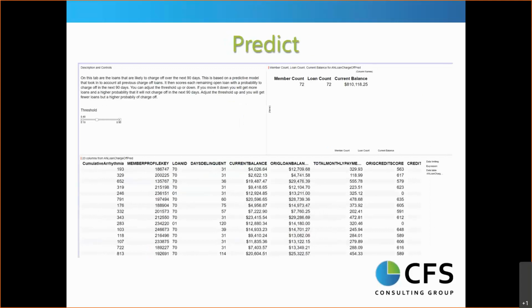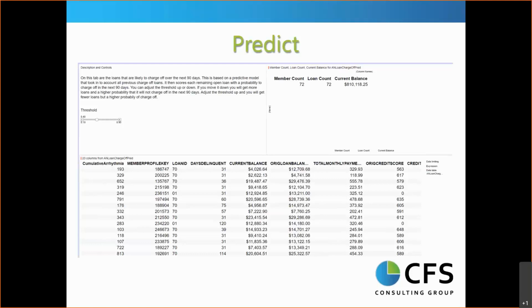And lastly, we have models that predict what's going to happen in the future. For instance, we can predict which loans are going to charge off over the next 90 days. This can help you better prepare in terms of what you have in reserve, but it can also help you better understand what's the correct path for those members that are affected for those loans over the next 90 days.